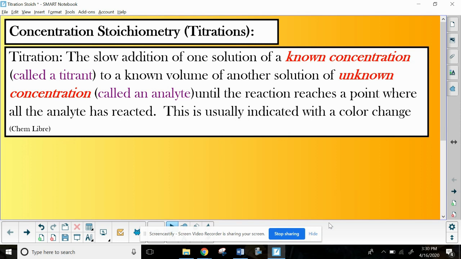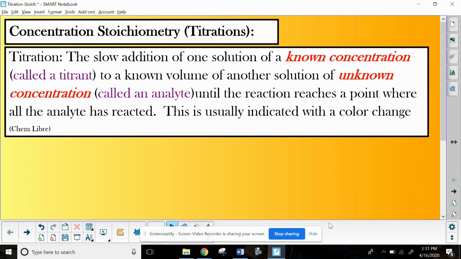So let's define titration. Titration is the slow addition of one solution of a known concentration, we call that the titrant, to a known volume of another solution of unknown concentration called an analyte, until the reaction reaches a point where all the analyte has reacted. This is usually indicated with a color change.